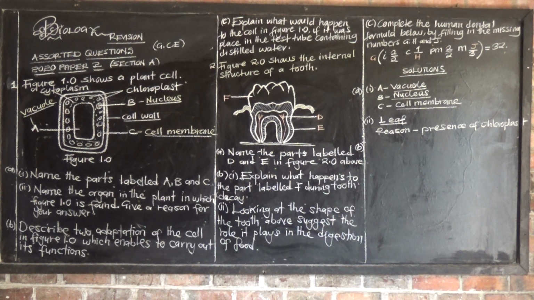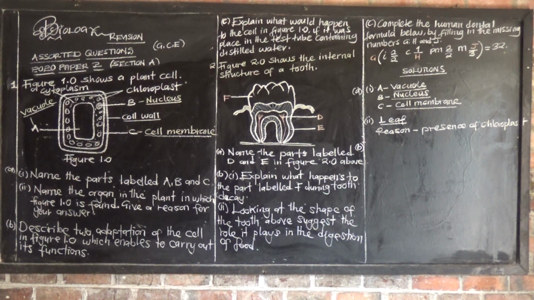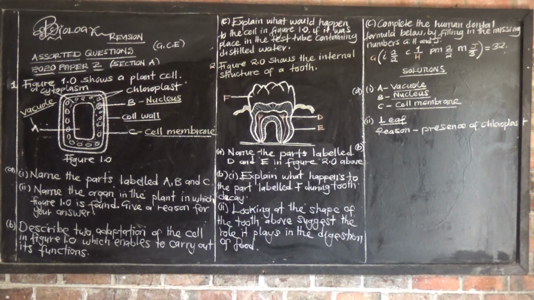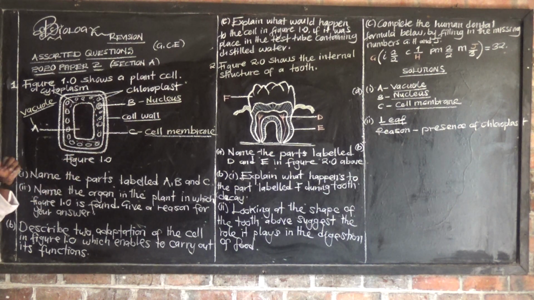They want two adaptations of this palisade cell for it to undergo its function. These are special features this cell has for photosynthesis. Number one, it has a rectangular shape which increases surface area. Are we moving together? Then number two, it has a lot of chloroplasts, which contain chlorophyll, which traps sunlight. So I've talked about two. One of the adaptations is what I said: this one has a rectangular shape.